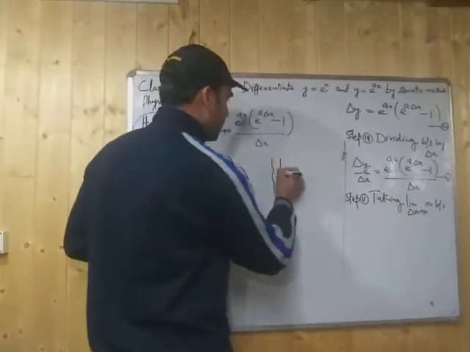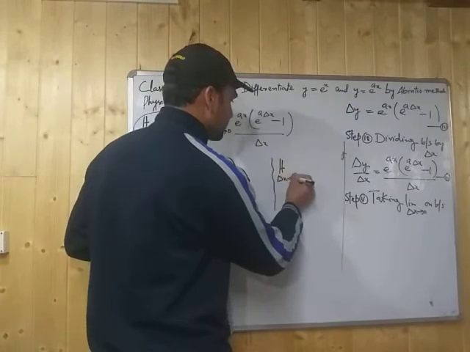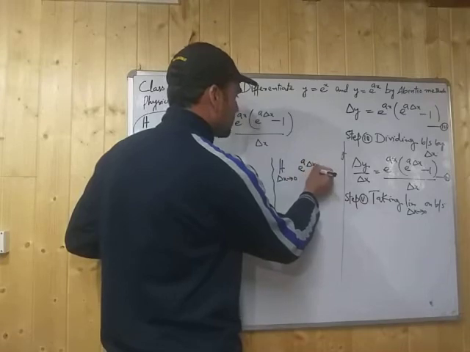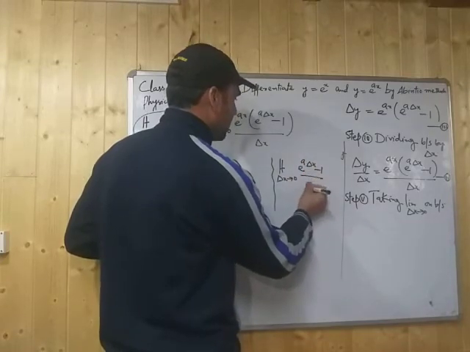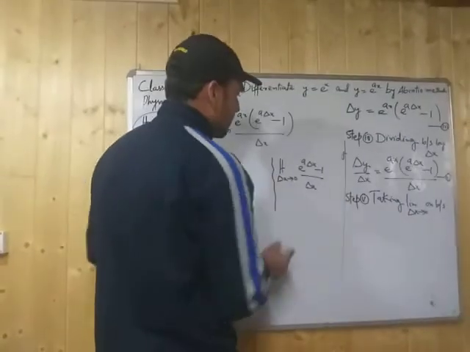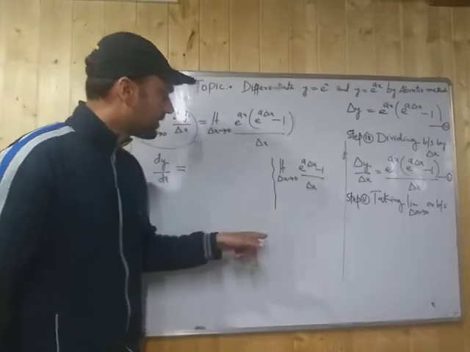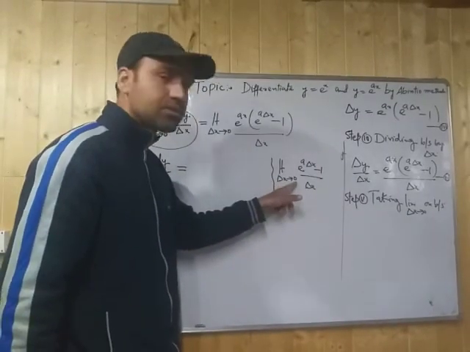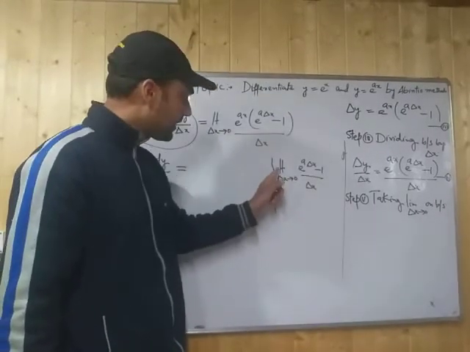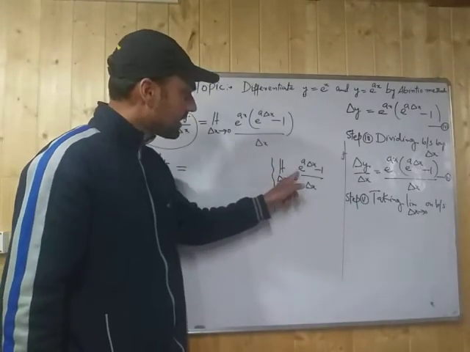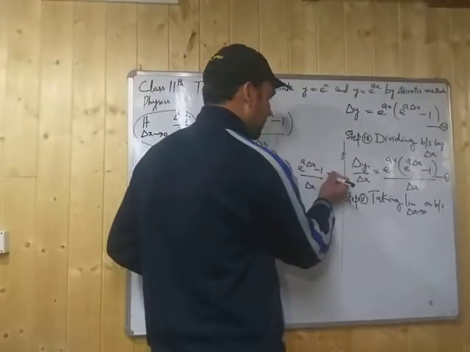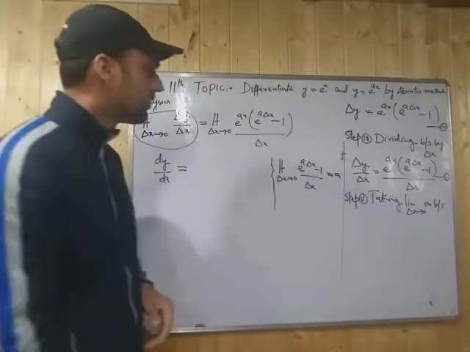We can write limit del of x approaches 0 of e raised to power a del of x minus 1 divided by del of x. As in the first identity we applied, there the limit del of x approaches 0 of e raised to power del x minus 1 divided by del of x was 1. But here it is e raised to power a del of x minus 1 divided by del of x, so it is multiplied by a, so this will be equal to a.